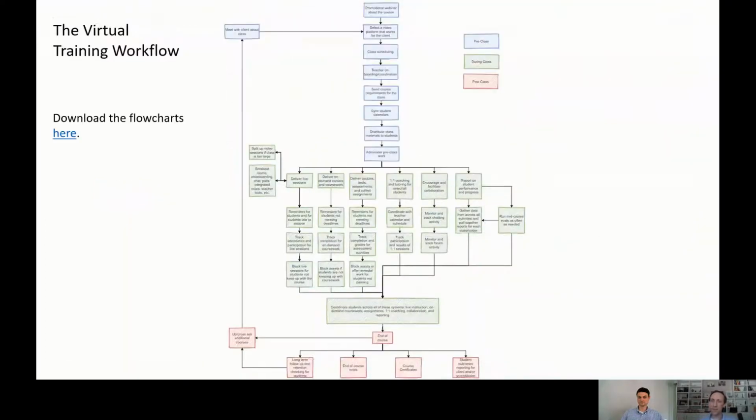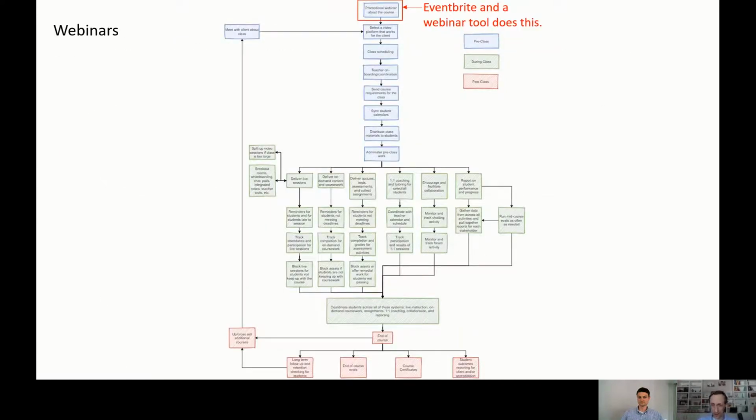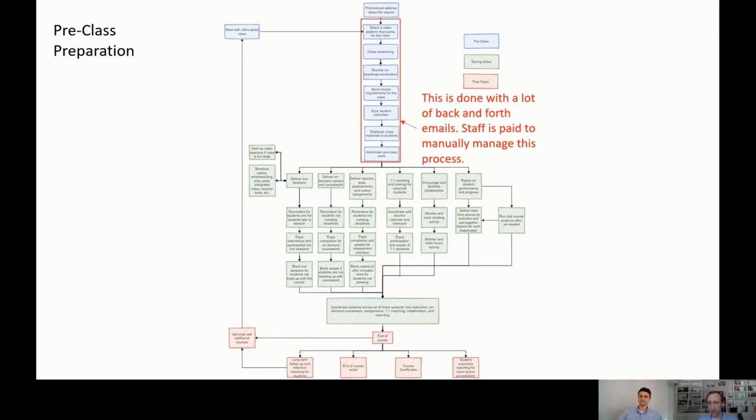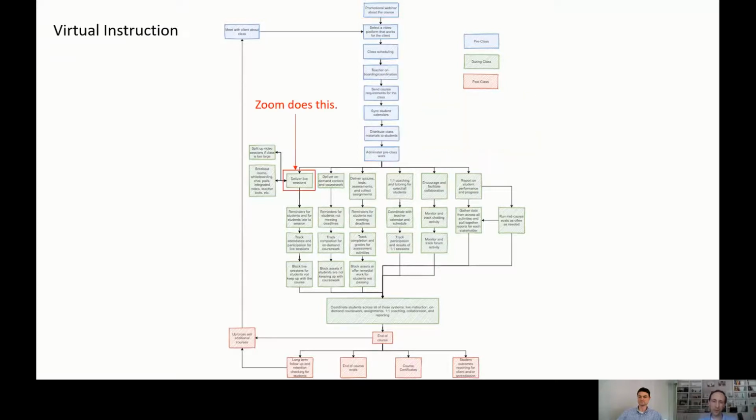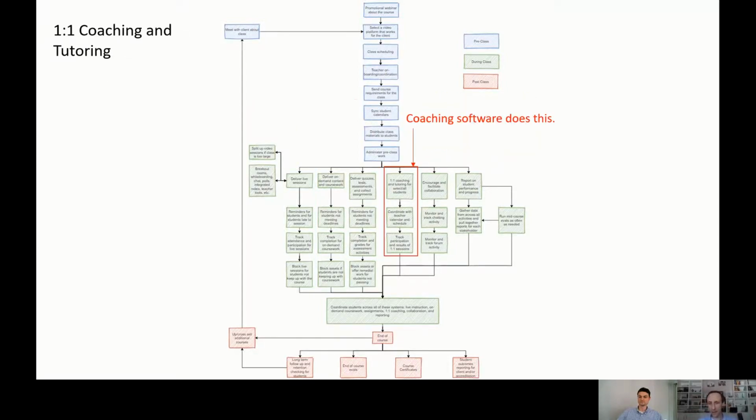So we have some slides here that just kind of briefly show all these hidden complexities, which we just talked about, right? So you have a tool that does your webinars, and you have email and staff that you probably pay to do a lot of this pre-class work. And then you have Zoom to do that. And then an LMS does the on-demand stuff.